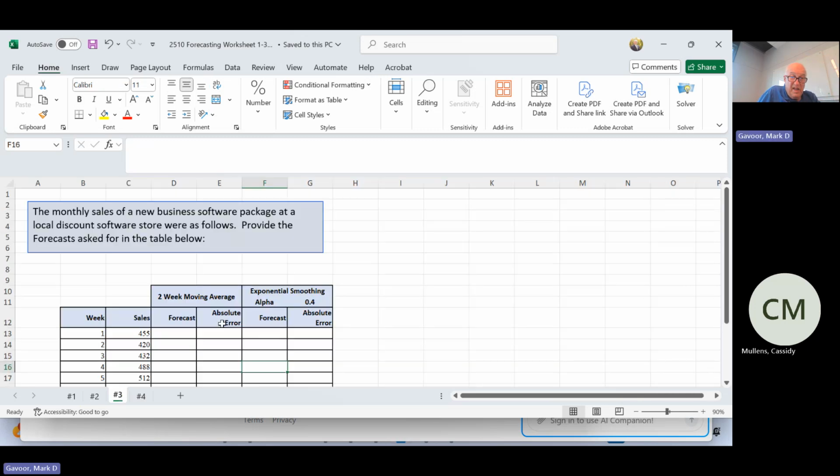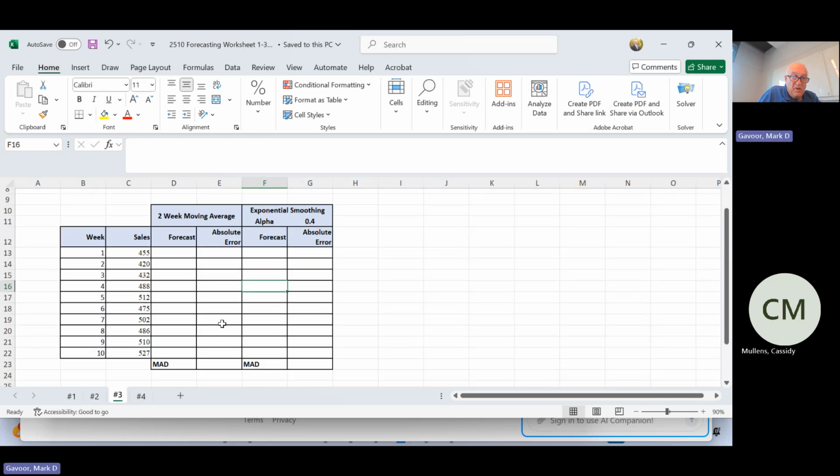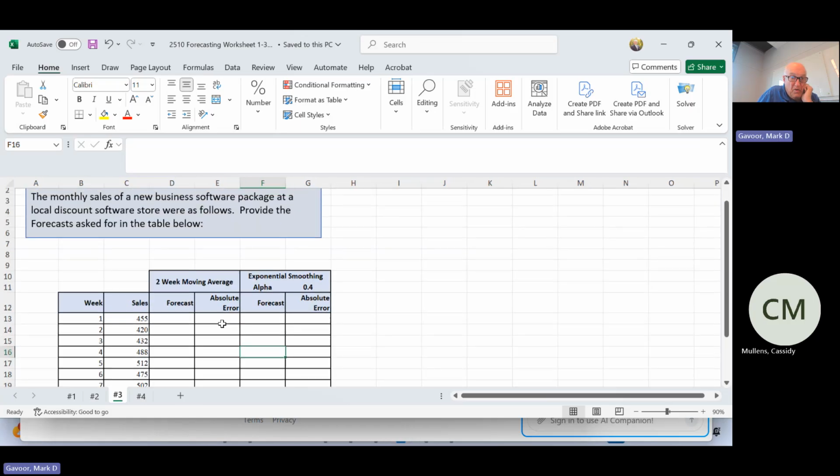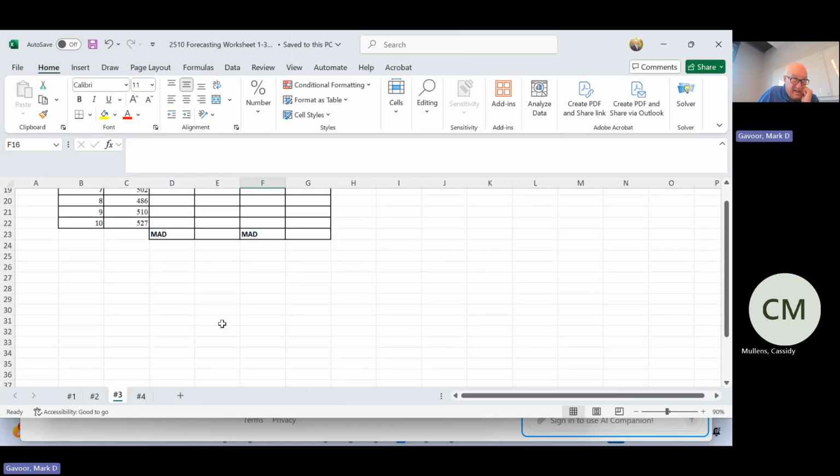Number three, we're only using MAD, but if you want to use MAPE, that's fine with me. MAD is good enough. You have a 2-week moving average and alpha of 0.4. Which one is better? Using MAD for the same data.